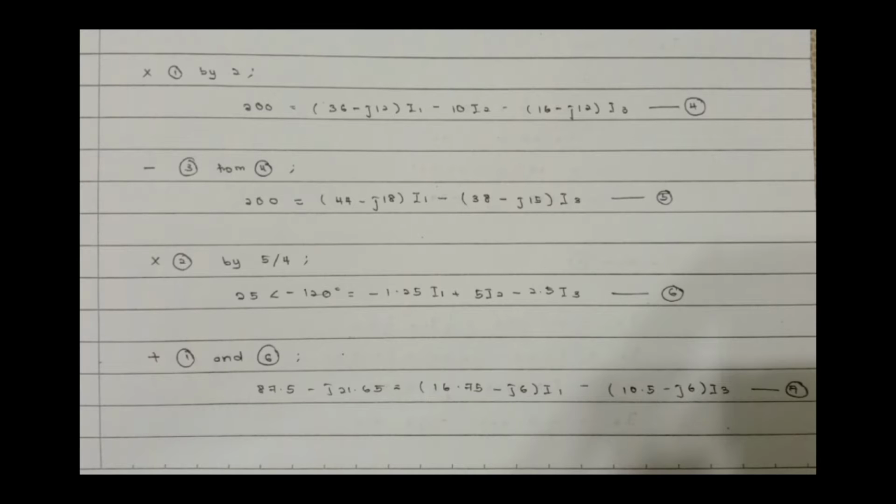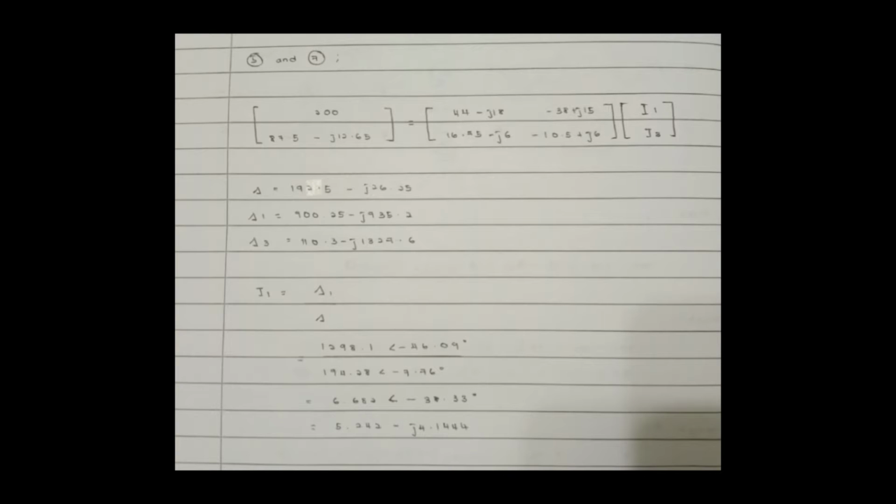After that, to eliminate I2, I multiplied equation 1 by 2 and the result is listed as equation 4. Next, I subtract equation 3 from equation 4 to get the value in equation 5. Again, I multiply equation 2 by 5 over 4 and list the value as equation 6. Then I add equation 1 and equation 6 to get equation 7. Next, I use matrix form, including equation 5 and equation 7, to find I1 and I3. After that, I substitute the values into equation 6 to get I2.